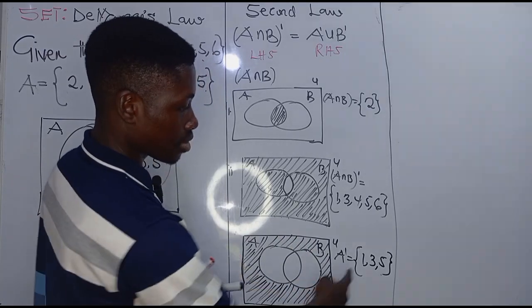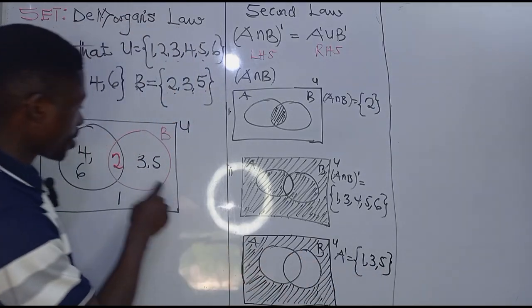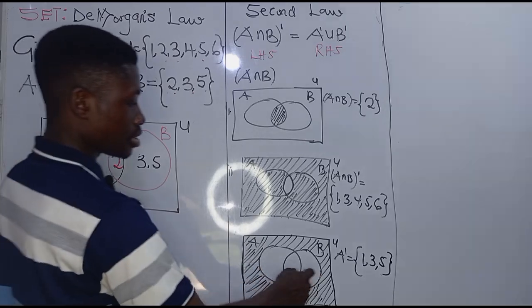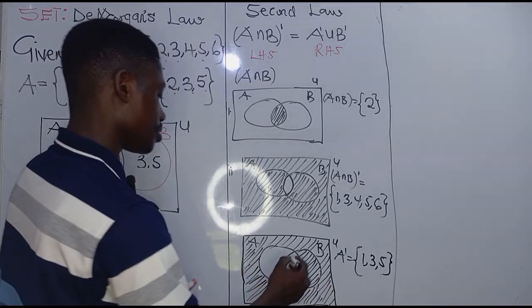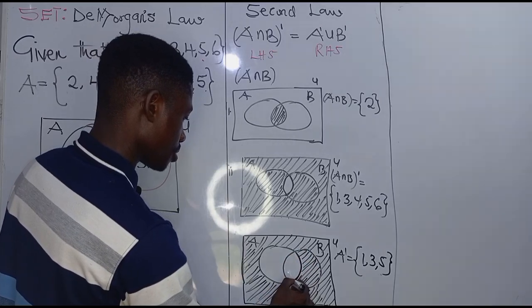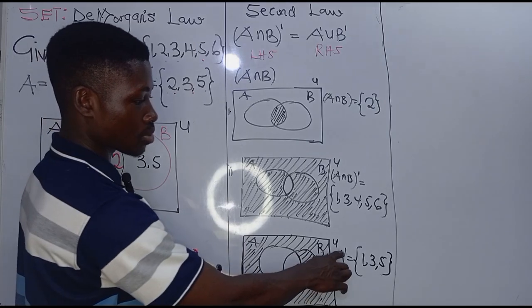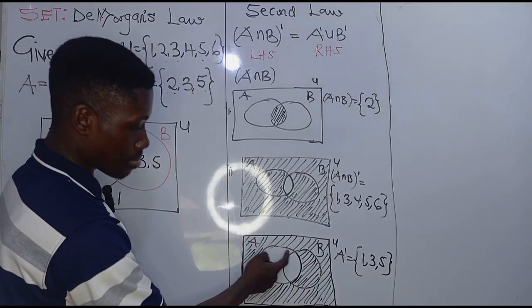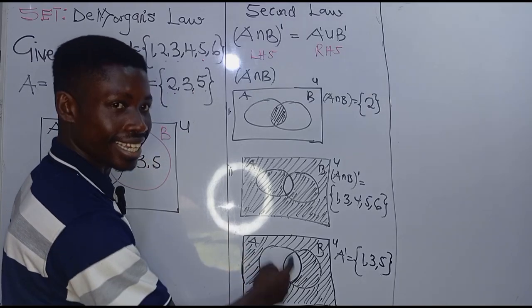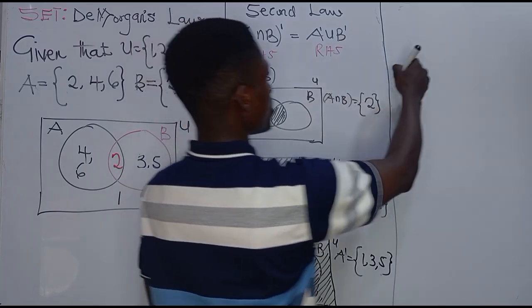And then we also have 3 and then 5. Which region is represented with 3 and 5? We have this region. So we are going to shade the whole of this region also. So it means the shaded region in this Venn diagram represents what? A complement. It means they are in the universal set, but they are not in set A, and you can see that. Good. Let's move on to B complement.